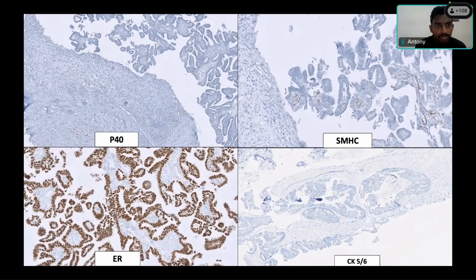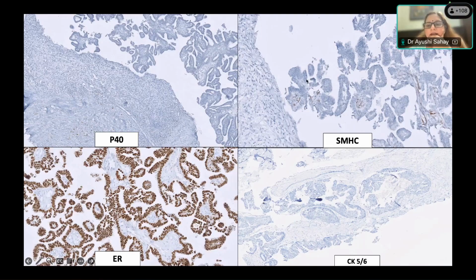The P40 is lost on the papillary fronts from what I can see here, and it is also lost on the periphery. Yes, so it is showing negativity of P40 in the cores and at the periphery. So you have to interpret in both the areas. You cannot just interpret in the cores, you cannot just interpret the periphery. You need to have both to arrive at a diagnosis.